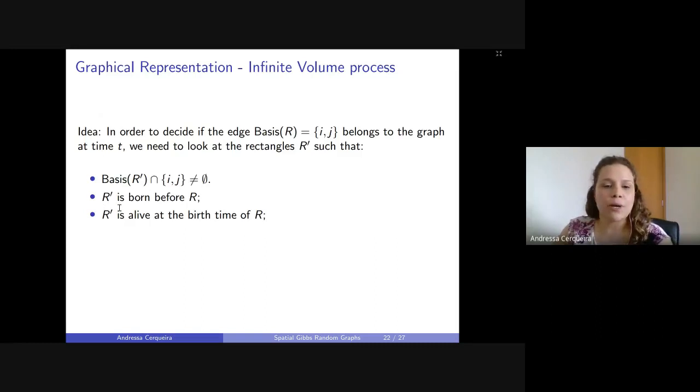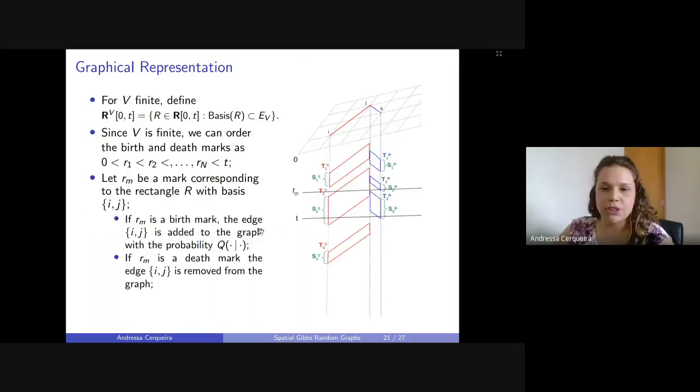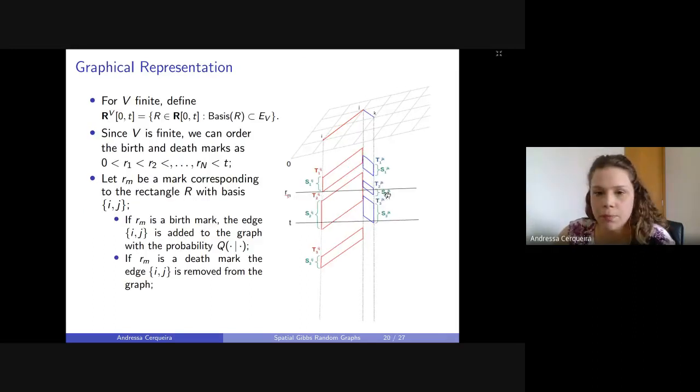All the rectangles that were born before, right? Because this will say how the configuration of my graph is. And all the rectangles that were alive at the birth time of this rectangle R. Because, for example, just come back here to this picture. Let me put here, when I have a birth mark, this rectangle here doesn't change anything to decide if this edge will be added in the graph or not, because this rectangle was only born after this rectangle here. So I don't need to look at the rectangles that were born after, just the rectangles that were born before.